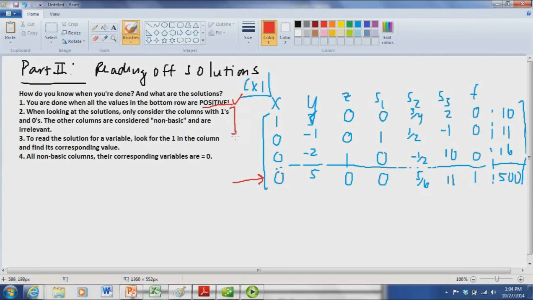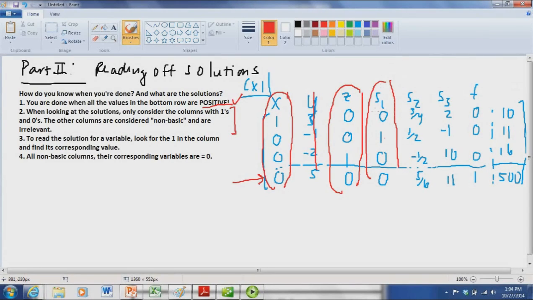All right, step 2. Only consider the columns that have 1s and 0s. So we're going to look at this column, not this one. Okay, that one doesn't have 0s and 1s. It has other numbers. We're going to look at this one when we read off our solutions. We're not going to look at that one. We're not going to look at that one. And of course, we're going to look at the function that we maximize. So we'll look at that one. Okay, so only consider the 1s and 0s.